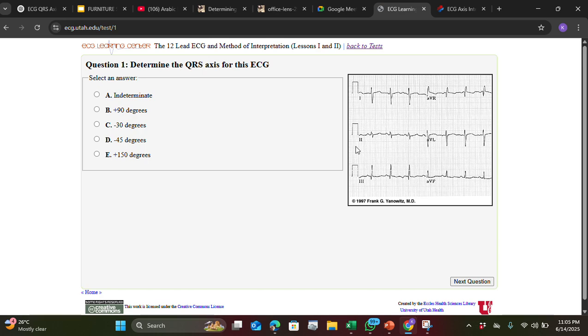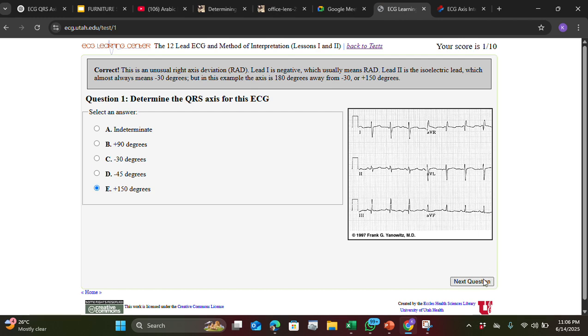So now, for here, our isoelectric lead is lead 2. And from the former example, we know that from lead 2 we will get plus 150 and minus 30, and minus 30 is AVL. So check the two. AVL is negative. That means our answer is plus 150 degrees. You see, that is correct.